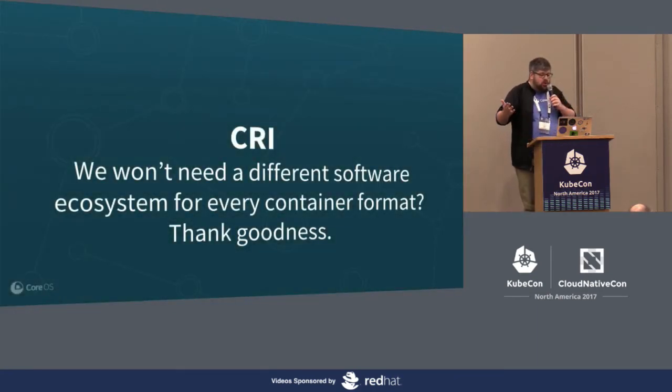So the real goal, the gift that CRI has given to us, is we don't need an entirely different ecosystem of software for every different container format, and thank goodness for that. So the idea is, if we're using something like Prometheus for monitoring, we don't have Prometheus for monitoring Docker and then an entirely different product like Athena for monitoring Rocket. We can use the same thing for multiple different projects, which is wonderful.